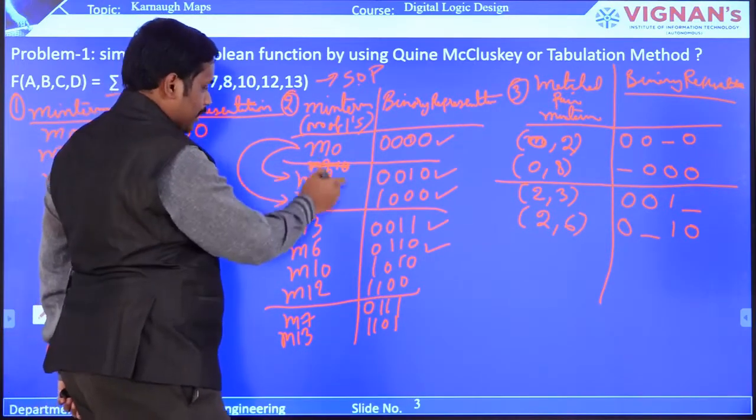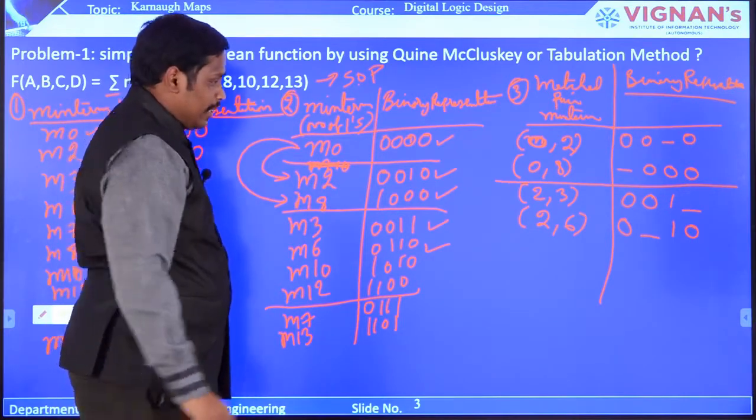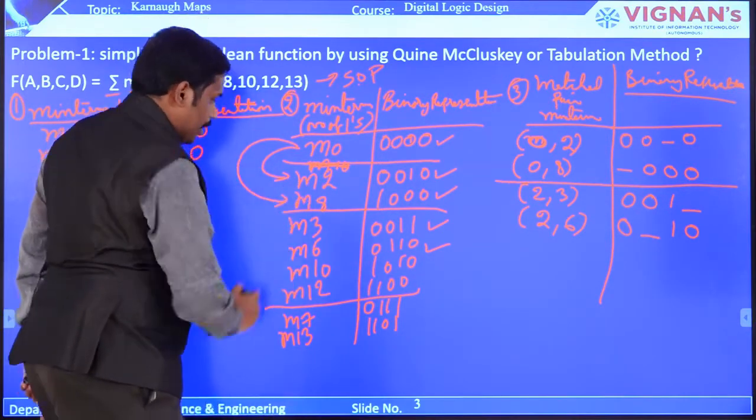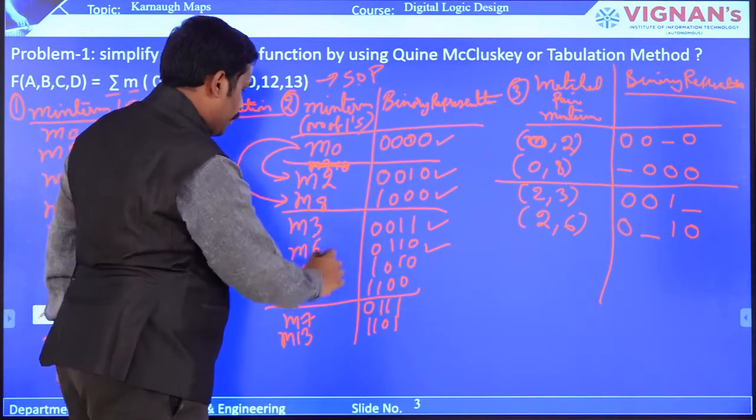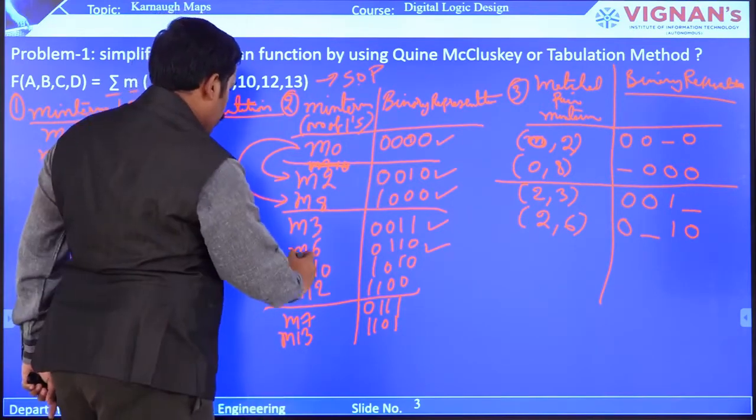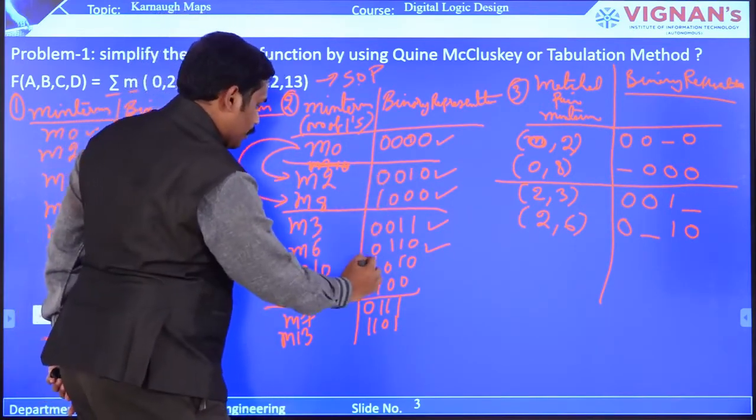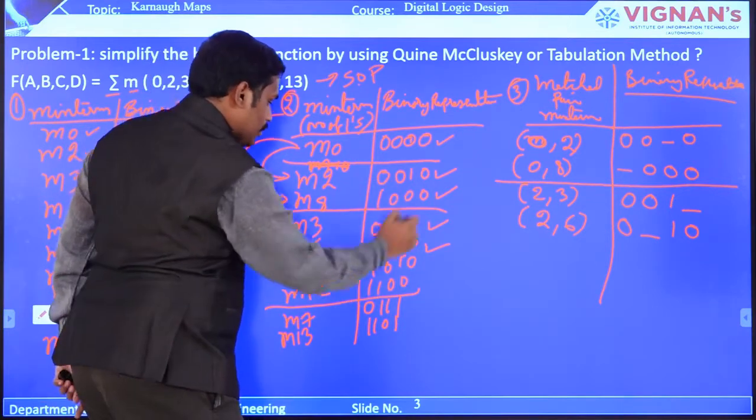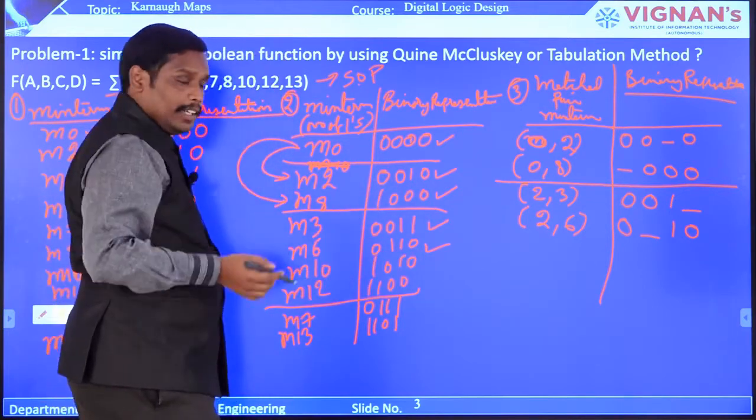So these particular successive groups are compared with one another. Now you see that M2 can be compared with M10. Is there any possibility that M2 can be compared with M10? Yes. M2 is 0, 0, 1, 0 and M10 is 1, 0, 1, 0. So 0, 1, 0 are common. The first bit is having a change.